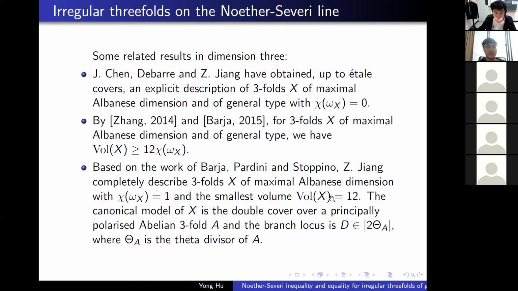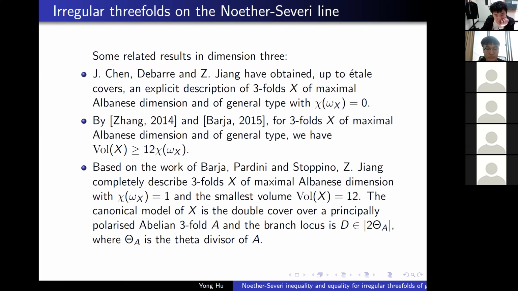Here are some related results in dimension 3. First result is that Yong-Kai Chen, Debarre, and Zhijie Jiang have obtained up to étale covers an explicit description of threefolds X of maximal Albanese dimension and of general type with chi of omega X equal to 0.